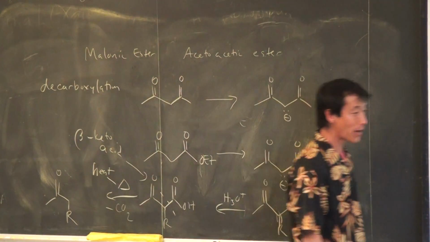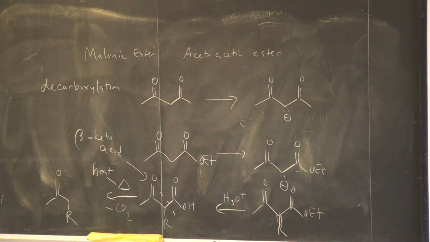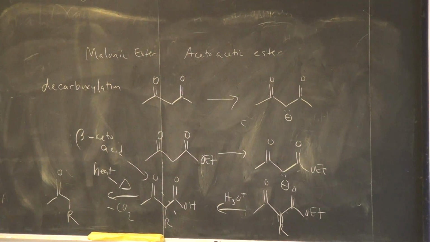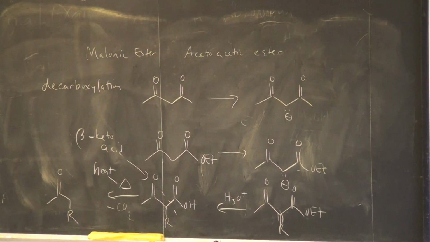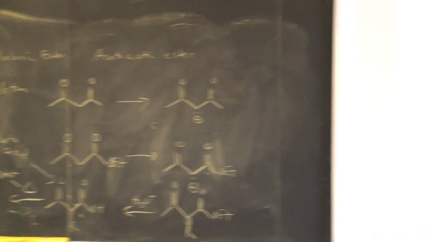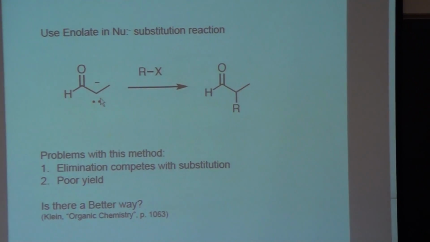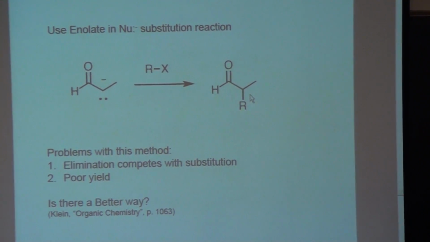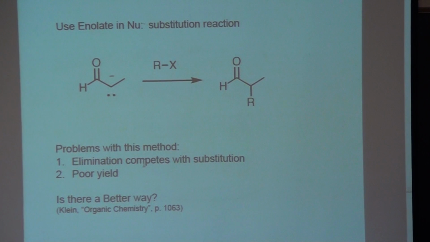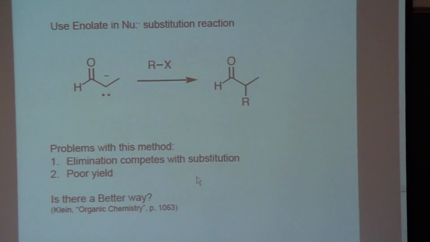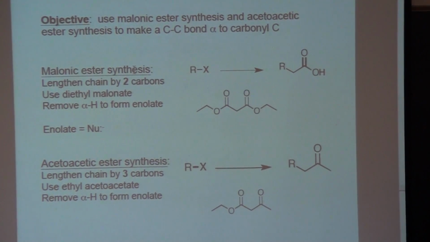Actually, let me go back. Let me find that slide because we talked about that in class. That was this one. Here's what it says. We can use the enolate in a nucleophilic substitution reaction to go from here to there. That's similar to what we did there. But then the textbook said elimination competes with substitution, giving poor yield.